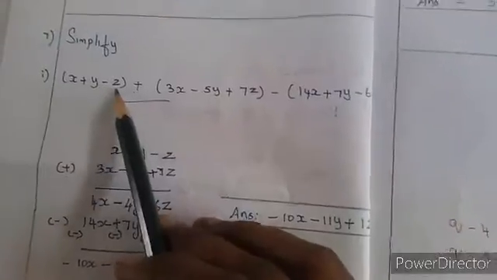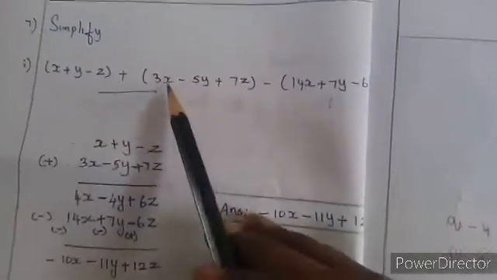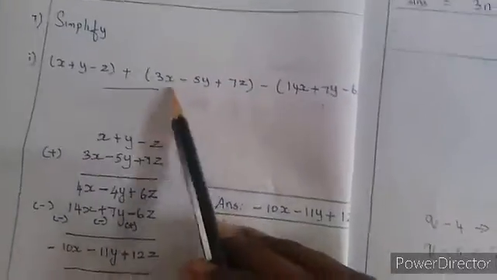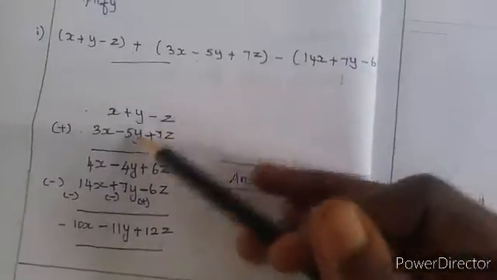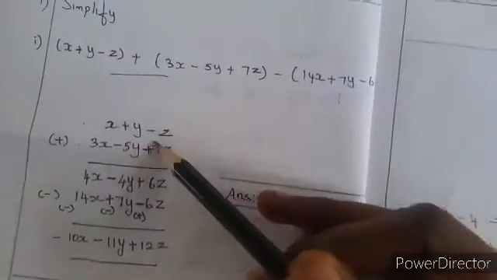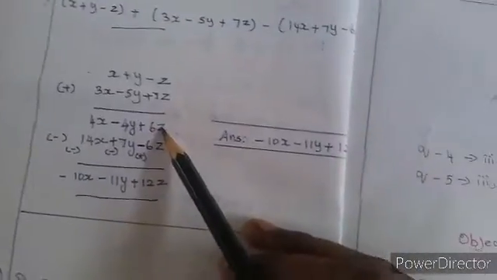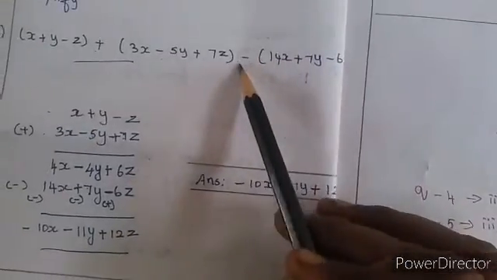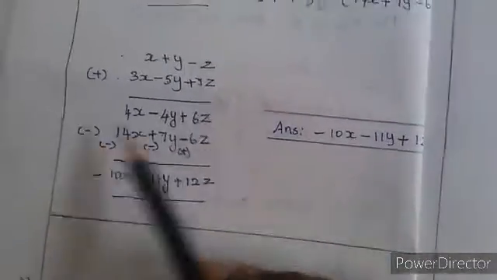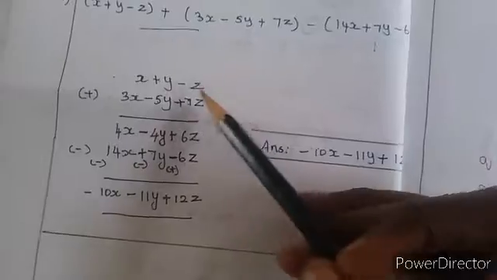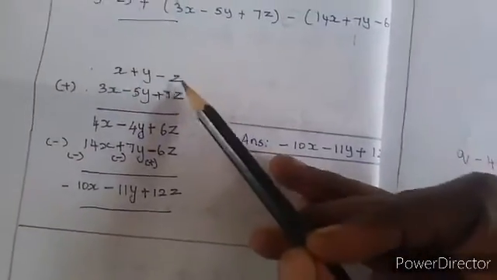x plus y minus z plus 3x minus 5y plus 7z. So first, for these two expressions, we will arrange the like terms and add these two expressions. Along with that answer, you arrange the third expression, and here it is a subtraction. So we have to subtract these two expressions. So first step, as I told you, is to add these two expressions. So first arrange the terms.